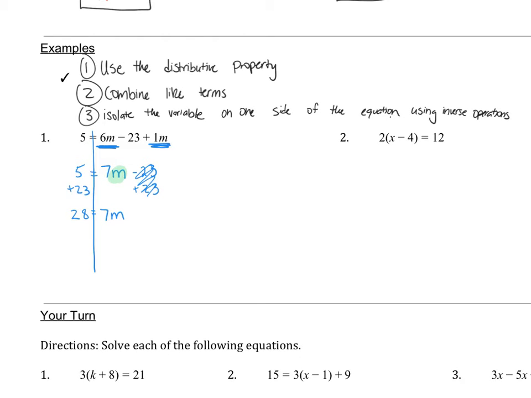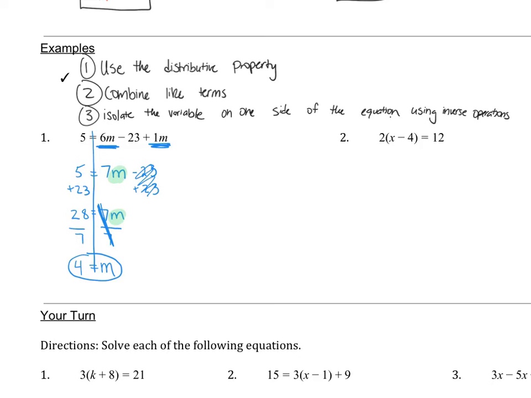I'm still trying to solve for this m here, get this m by itself. So I still need to divide both sides by 7. Because 7m is multiplication, I need to use division in order to undo that. Once I do that, the 7's are going to cancel out because 7 divided by 7 is just 1. I'm just left with the m here. Use your calculator if you need to. 28 divided by 7 is just going to be a 4. So m equals 4 would be my final answer for number 1.